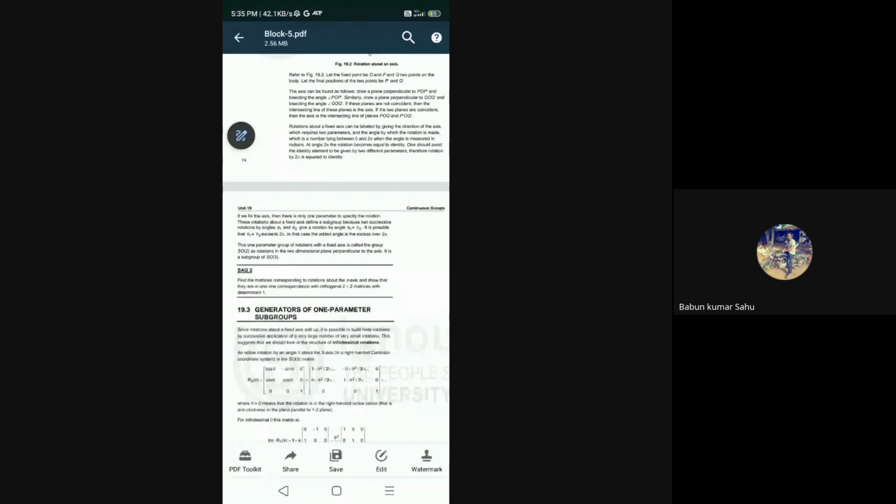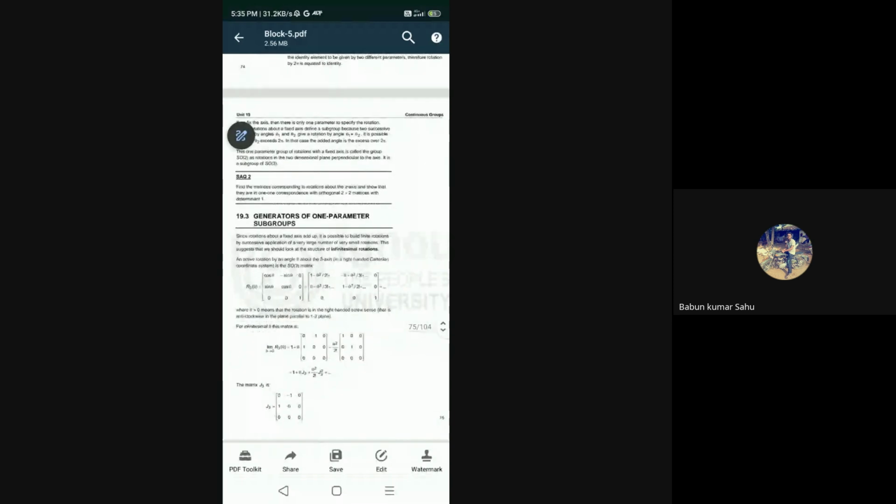So one parameter group of rotation with a fixed axis is called the group SO(2), as a rotation in the 2-dimensional plane perpendicular to the axis. So it is a subgroup of SO(3). Similarly, you can have your generators of one parameter subgroups. Since rotation about a fixed axis adds up, it is possible to build finite rotation by successive application of a very large number of very small rotations. This suggests that we should look at the structure of infinitesimal rotation.